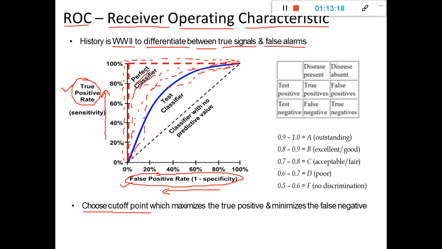While choosing the cutoff value, we have to choose such a point. You can draw a tangent on these curves, and on that tangent you have to choose the point which is closer to this point. That is going to be your ideal cutoff point. So we have to choose the cutoff point in such a way that it maximizes the true positive rate and minimizes the false positive rate, FPR.